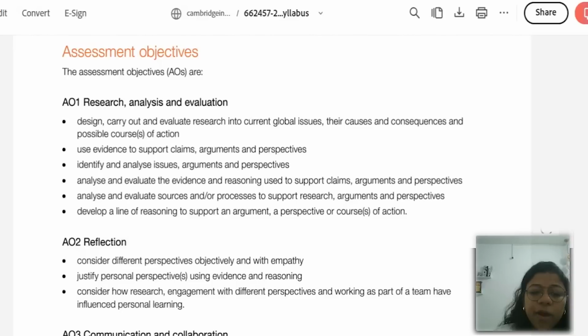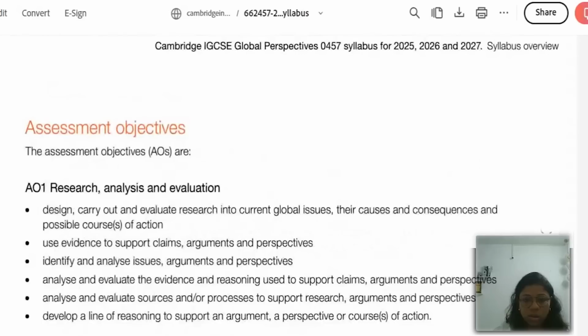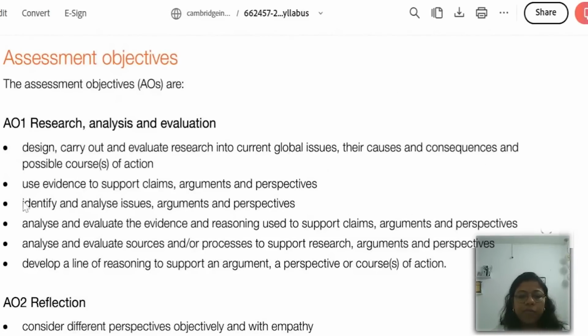Now, identify and analyze issues, arguments. So here you were using the evidences. Here you are identifying, analyzing issues. I'll just zoom it in. Okay. Identify and analyze issues, arguments, and perspective.